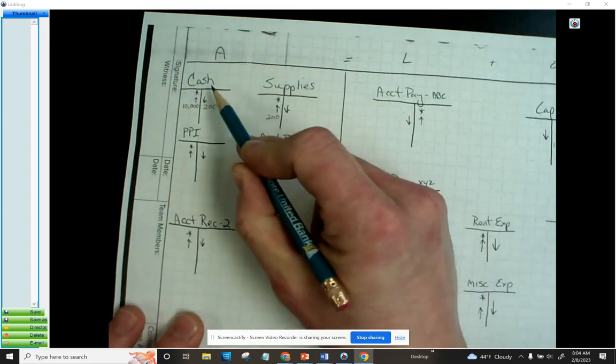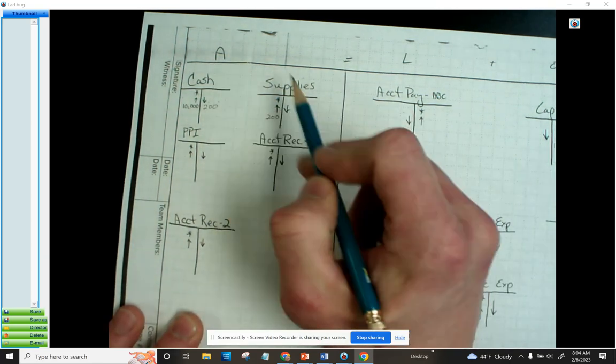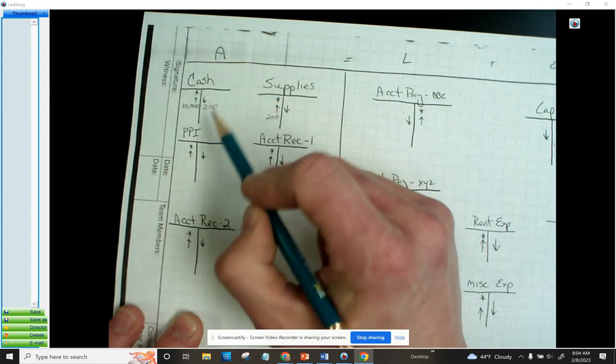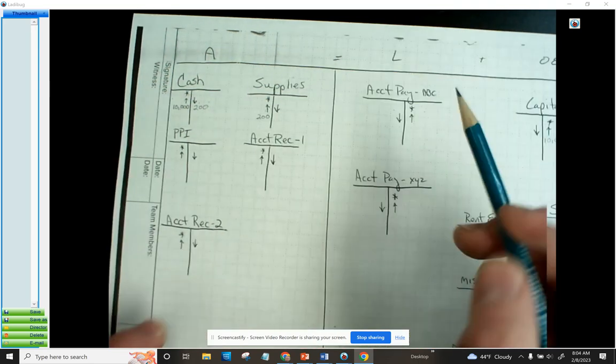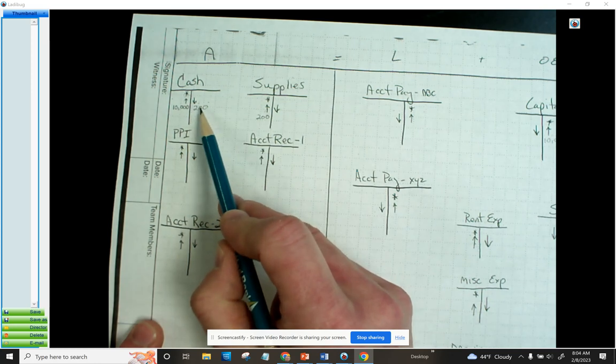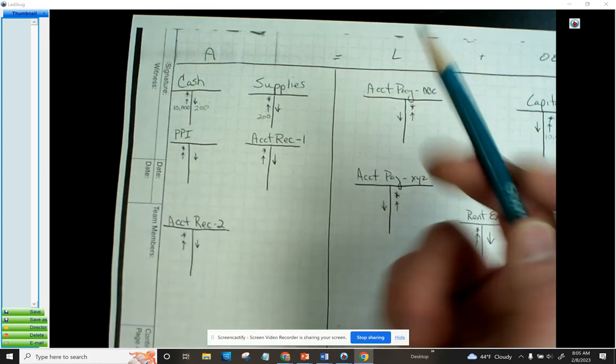Okay, so this is cash going down makes assets go down, then supplies going up makes assets go up. That's the wash. Asset balance didn't change, just the ownership. The value is shifted from cash to supplies.